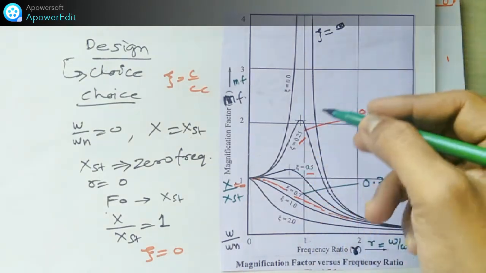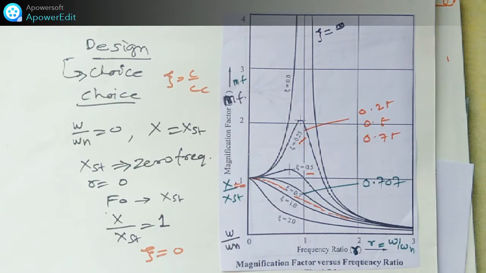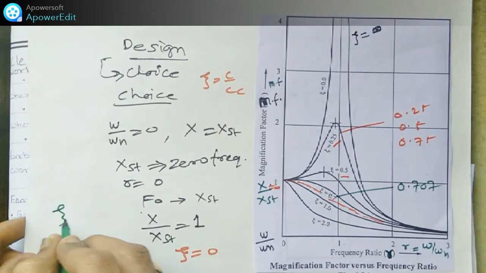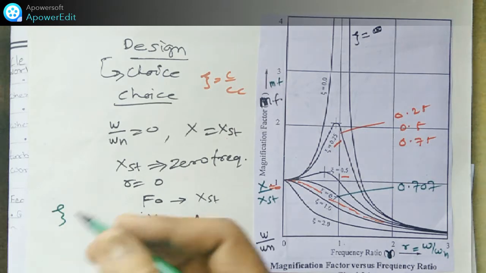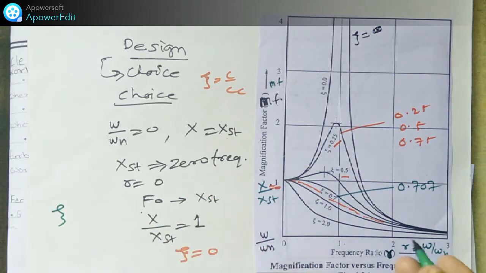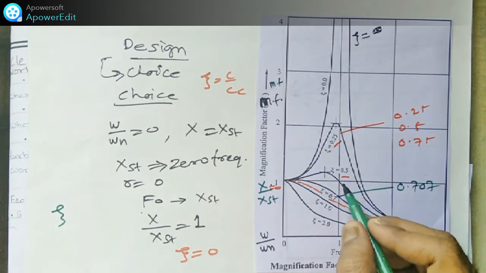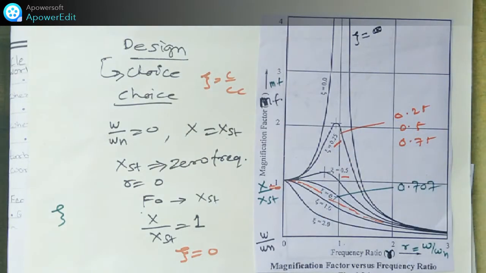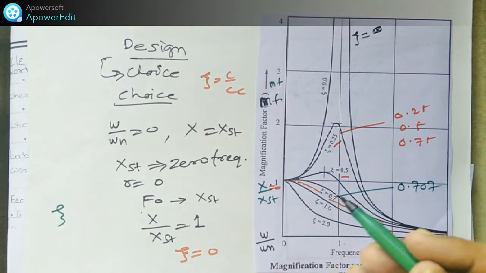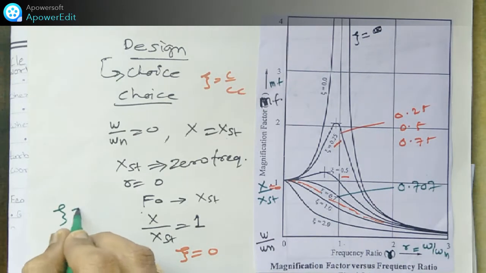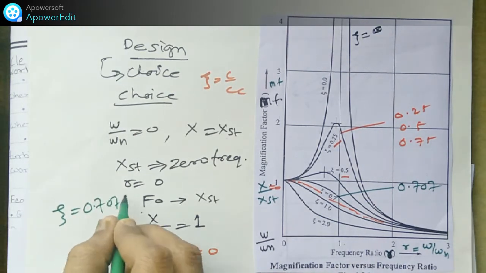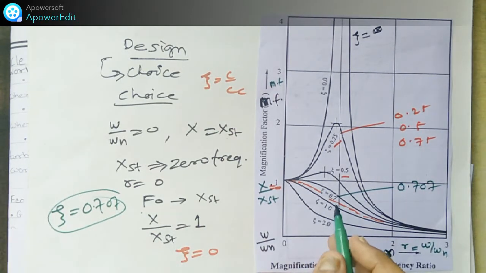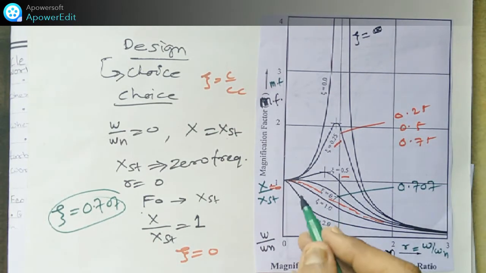That means zeta is less than 0.707. The values of zeta here are 0.5, less than 0.707, 0.25, like this, up to 0. For the peak, zeta is less than 0.707. This is the important concept we are obtaining here. So, friend, for this peak value, what is the value of MF then?